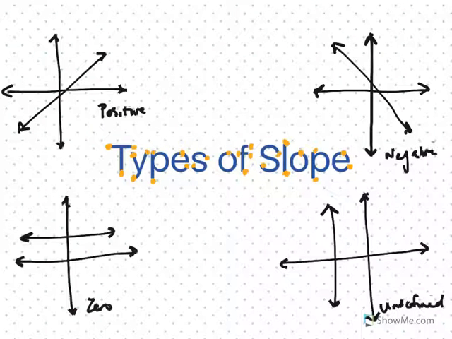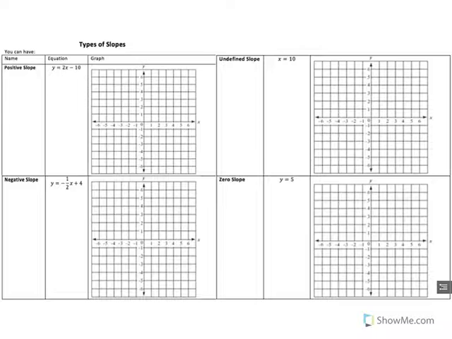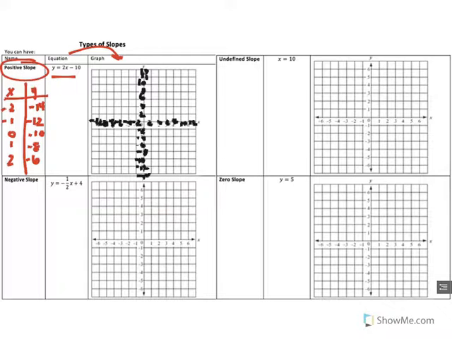There are 4 different types of slope. We have positive, negative. We learned about this one, this one, this one, and this one when you did the homework on pages 26 and 27. So you looked at the equation here, you put it onto the graph, and we saw what type of slope it would return.